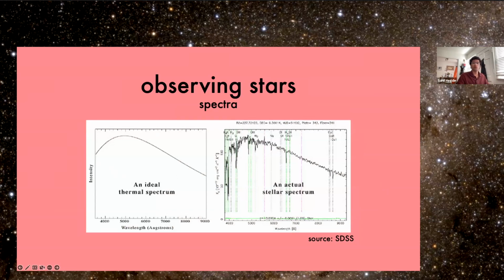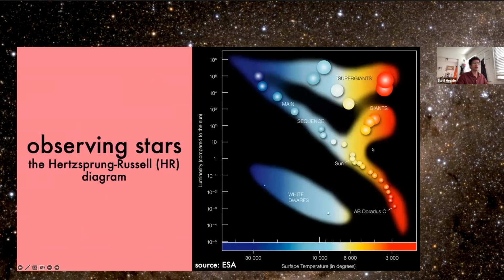So if the star had no elements in its atmosphere, we would see just this very smooth curve here on the left. But because it does, we see this very jagged curve with these characteristic absorption lines. And this is very low resolution, but you can see that there are a whole bunch of elements that we identify in a star's atmosphere. And so the temperature and the composition tell us where we can put the star on this so-called Hertzsprung-Russell or HR diagram.